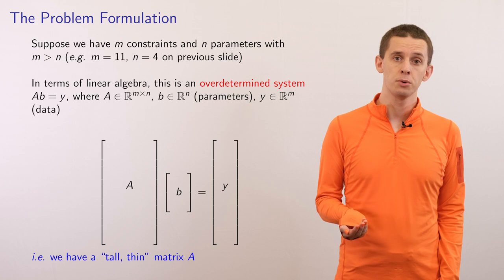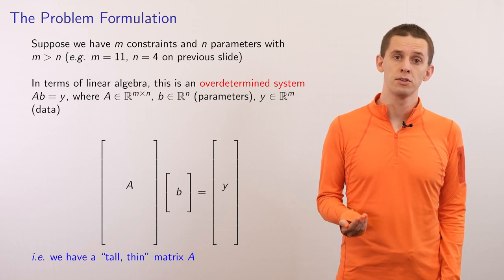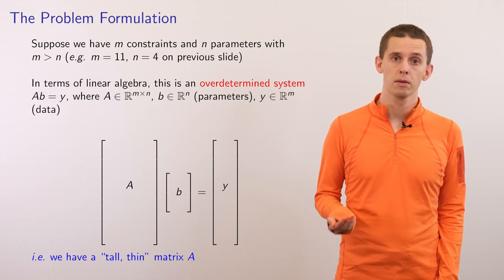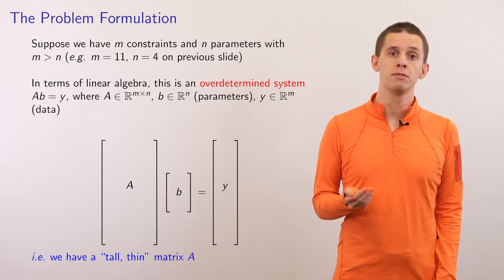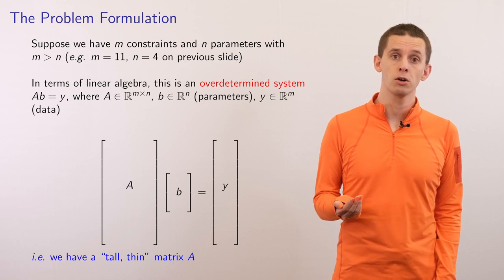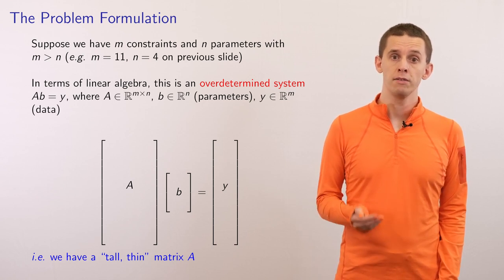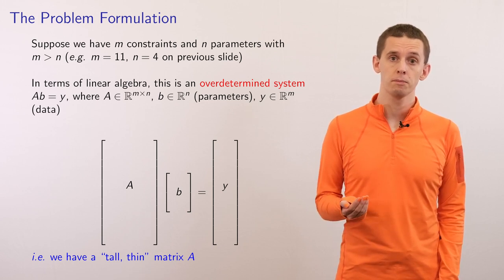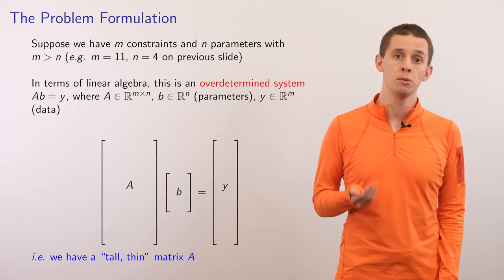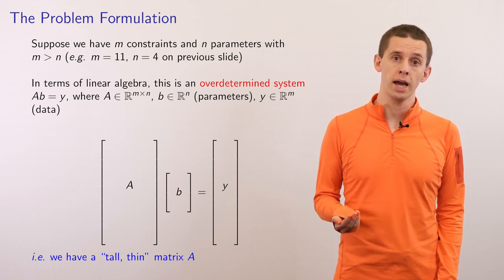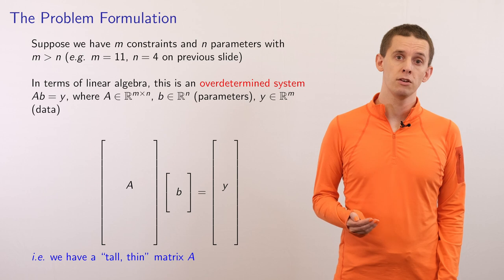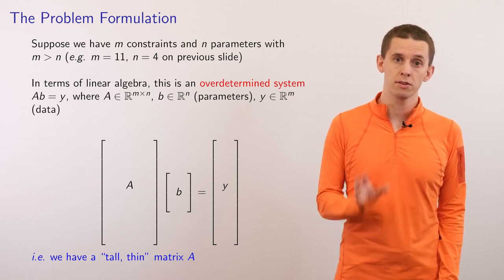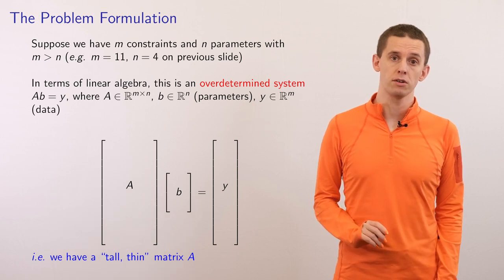So in terms of linear algebra, this is an overdetermined system. If we write this out as a matrix equation, Ab equals y, then our vector b of unknowns will be short and have n components. Our vector y will have our data points and have m components and be long. And our matrix A here will be rectangular of size m by n. This leads to a rectangular matrix system where we have this kind of tall, thin matrix.